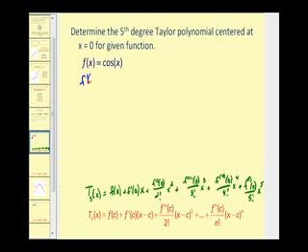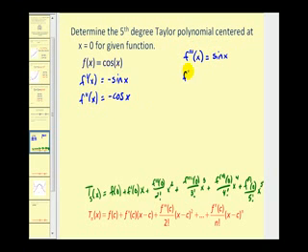So f prime of x would equal negative sine x. F double prime of x is going to equal negative cosine x. Let's go ahead and find the third derivative over here. The derivative of negative cosine x would be positive sine x.